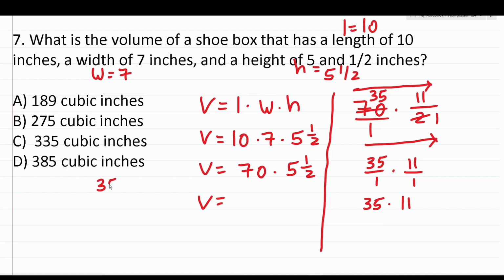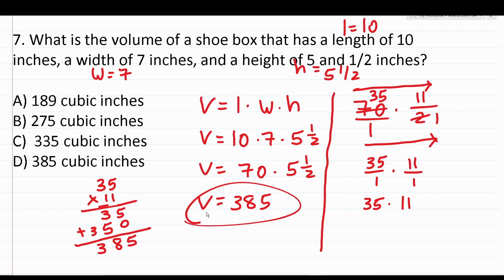And that's going to look like this. 35 times 11. 5 times 1, of course, is 5. 3 times 1 is 3. Before we start multiplication with that 1, we're going to bring in a 0 placeholder. 1 times 5 is 5. 1 times 3 is 3. Let's add these together now. 5 plus 0 is 5. 3 plus 5 is 8. 3 plus nothing is 3. So the volume of this shoebox that has a length of 10, a width of 7, and a height of 5.5 is 385 cubic inches, which you can see is answer choice D.